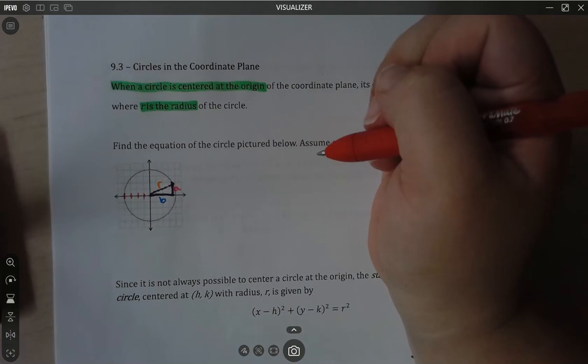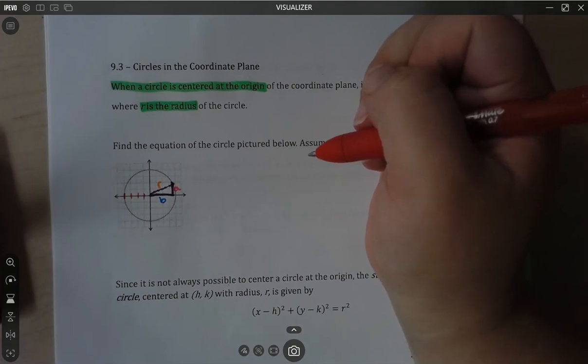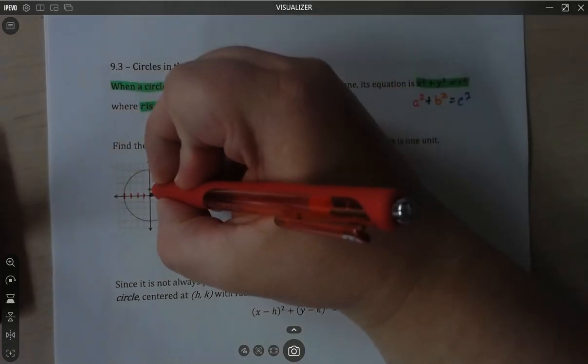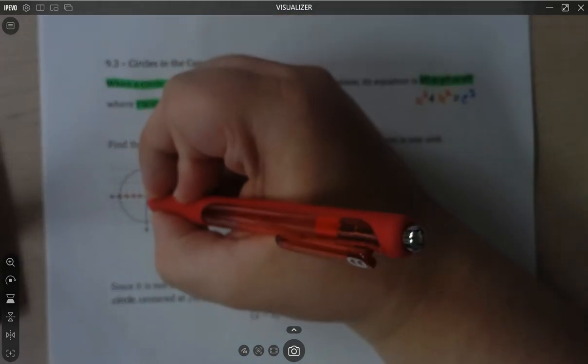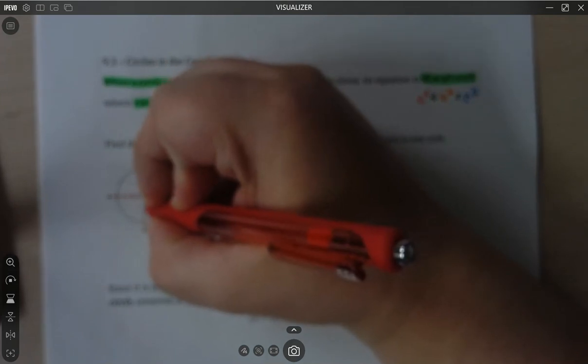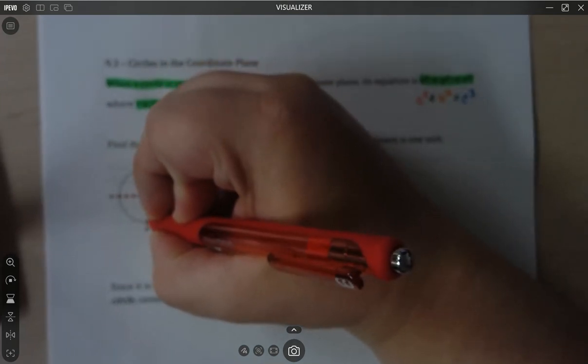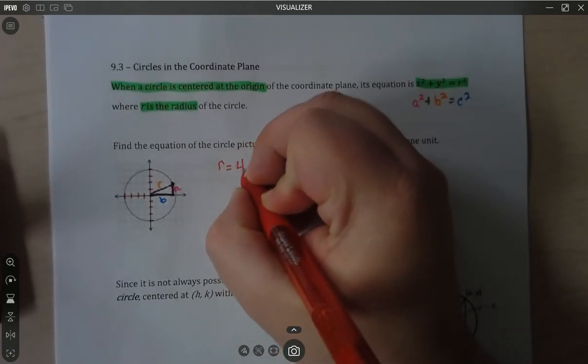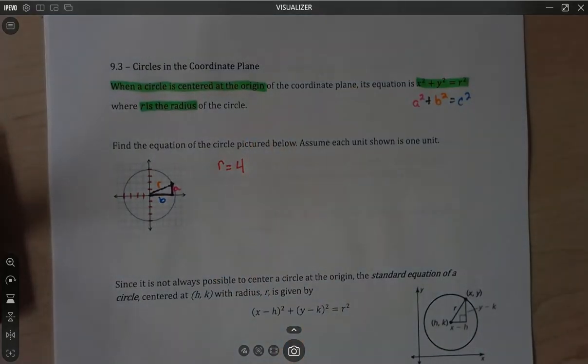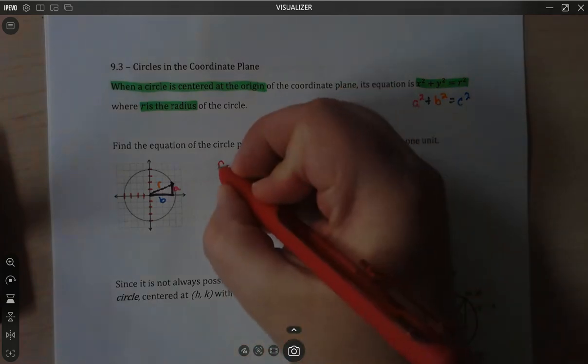Now it is a circle, so let's hope that that radius is the same. If I go up, I've got 1, 2, 3. I hit it 4. If I go down, 1, 2, 3, and 4. So my radius is 4. When we're trying to find our radius in the coordinate plane, always count from the center up, down, left, or right along horizontal paths, unless you were given something else.